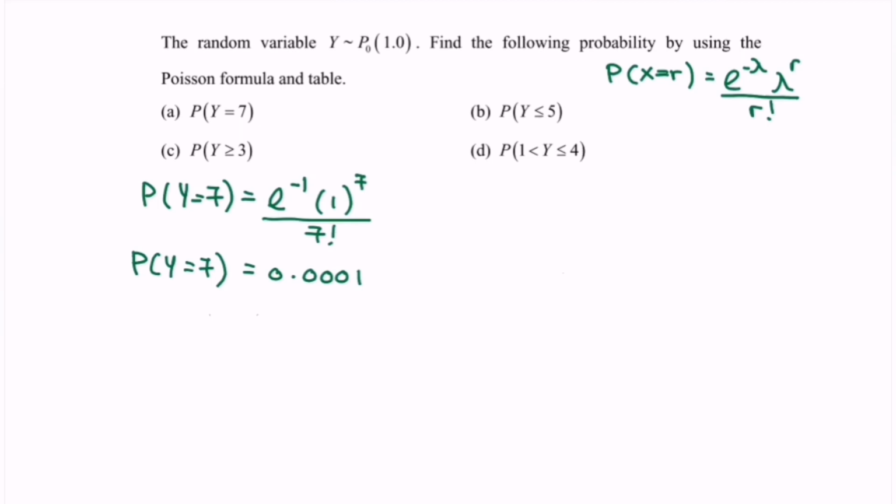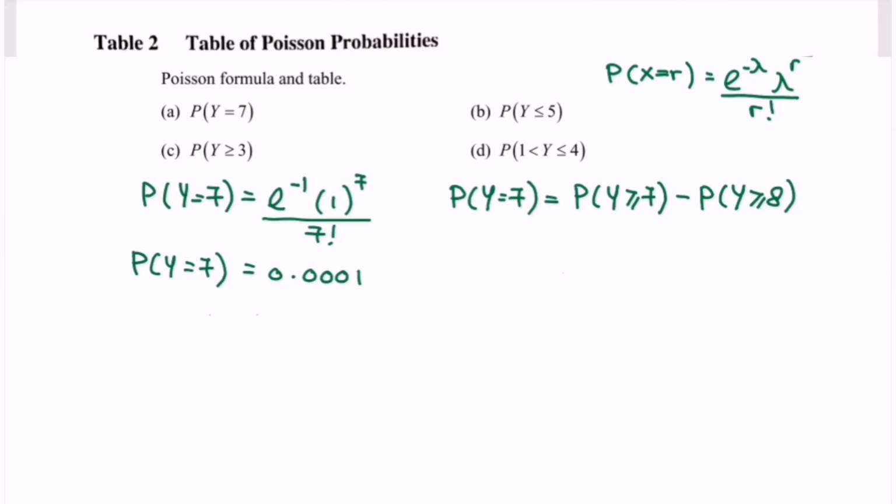By using the table, for the probability that Y is equal to 7, as we all know, the Poisson distribution table is a greater-than table. So the formula would be the probability that Y is greater than or equal to 7 minus Y is greater than or equal to 8. So kindly refer to the table, where we have the mean value 1, and the Y values will be 7 and 8.